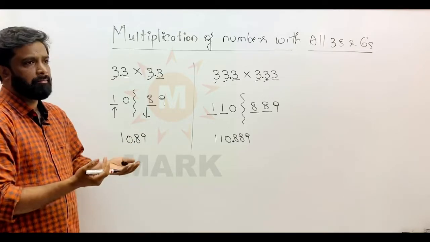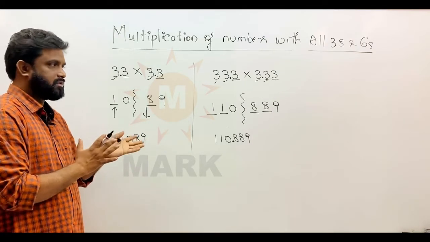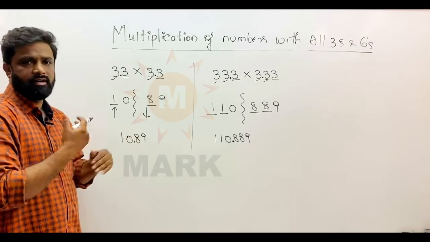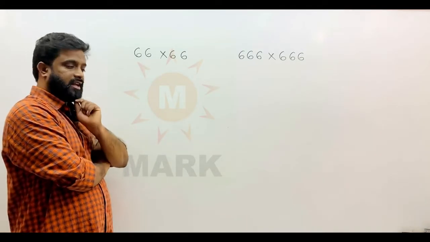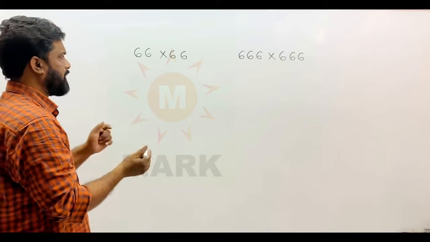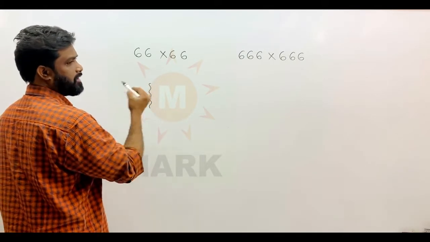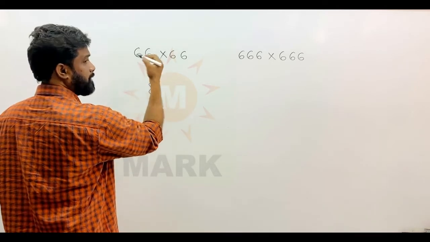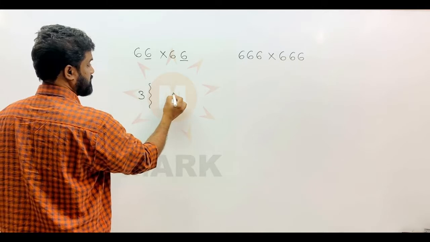Now the same thing applies for 6's also. So let us have a look into that. Friends, now I have taken the case of 6. The same thing applies. I am dividing my answer into two parts, this is the left part and this is the right part. First I am taking the product of the units place numbers 6 and 6. It makes 36, 3 and 6 here.